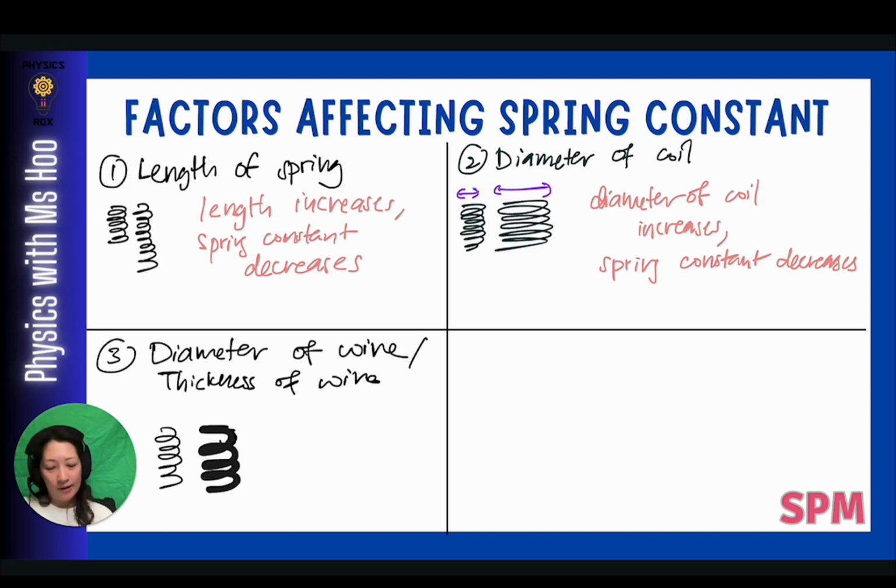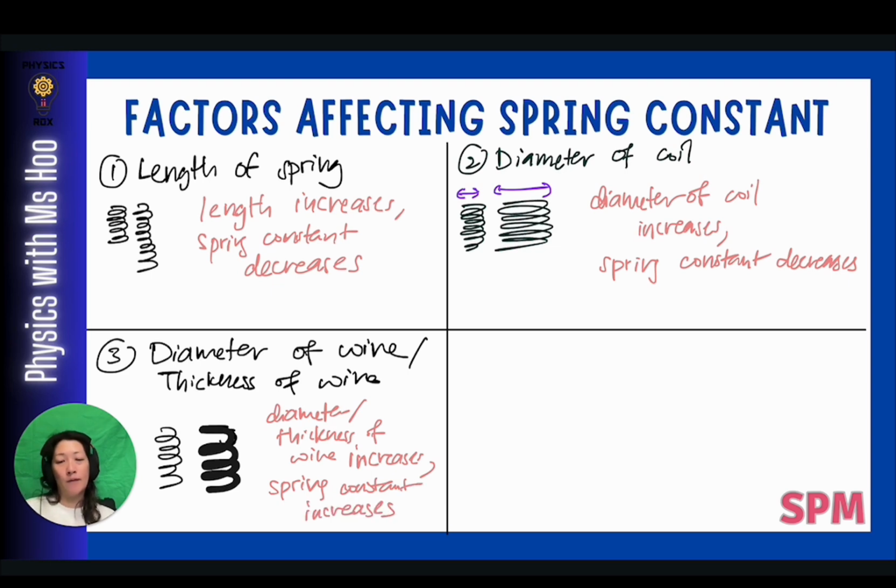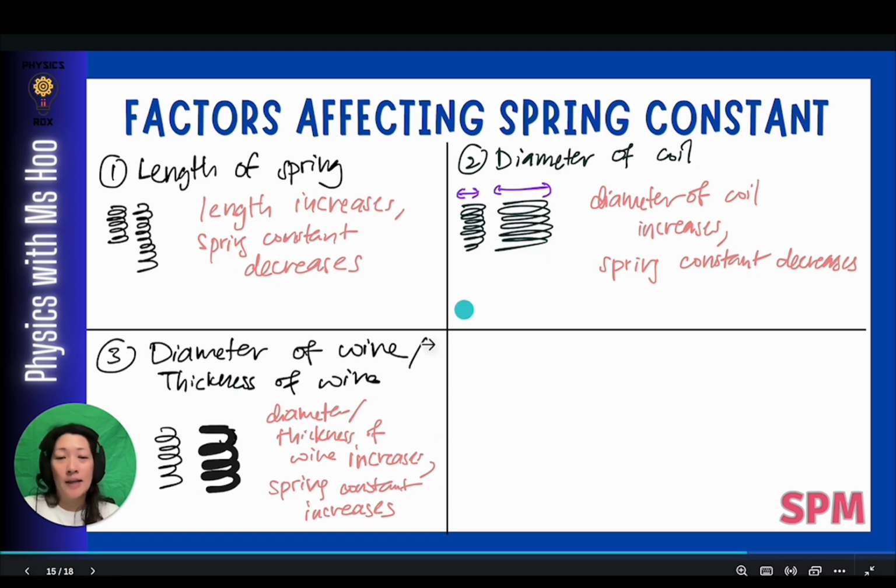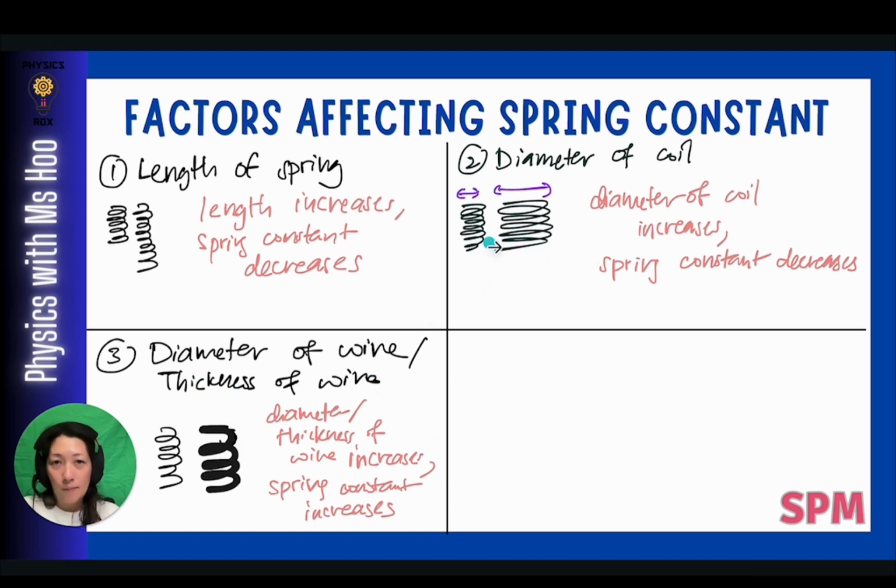Yes, the thin wire in this case, the lower diameter. So if the diameter or thickness of wire increases, the spring constant increases. So that's why when we talk about diameter, you do have to be very specific. Are you talking about the diameter of the coil or the diameter of the wire? Because as you can see, they're both different properties and have different effects on the spring constant.